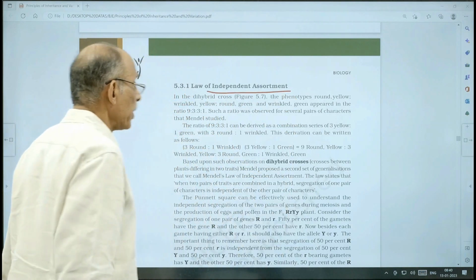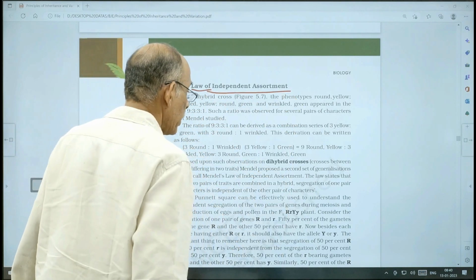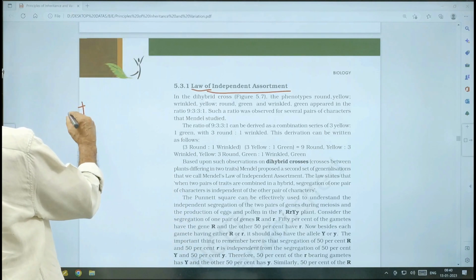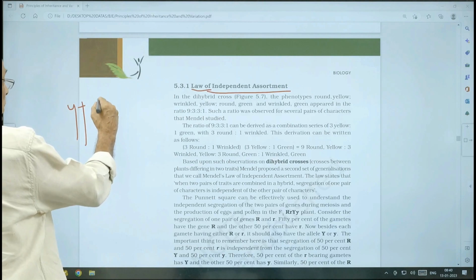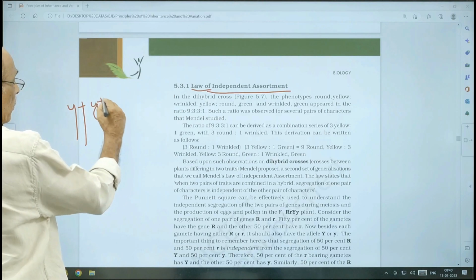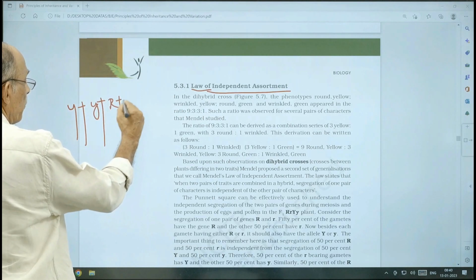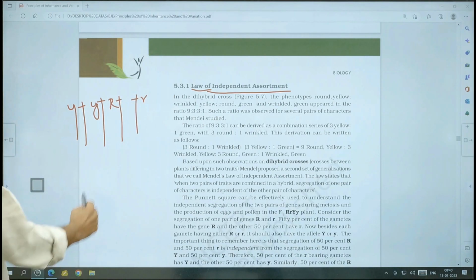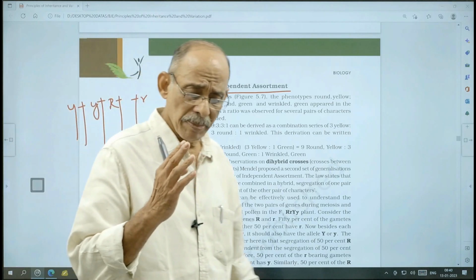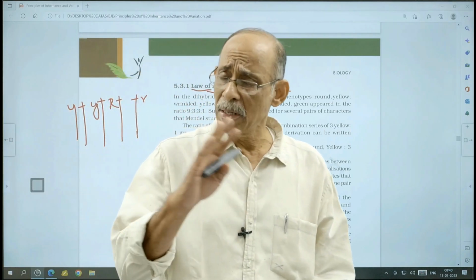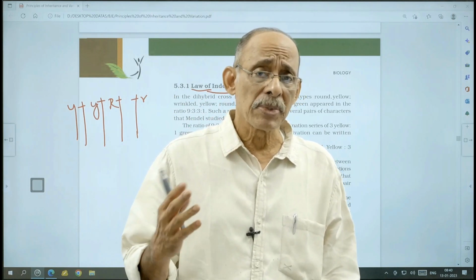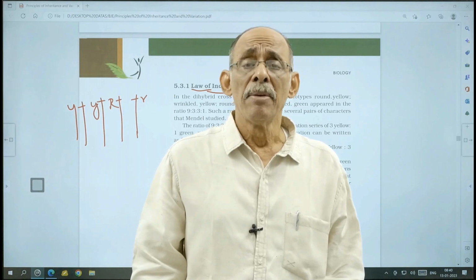The law of independent assortment was proposed by Mendel. According to this law, capital Y is yellow seed, small y is green, capital R is round shape, and small r is wrinkled shape. Mendel was 100% correct with all his results, but other plants and animals may show different types. These are basically Mendelian variations.